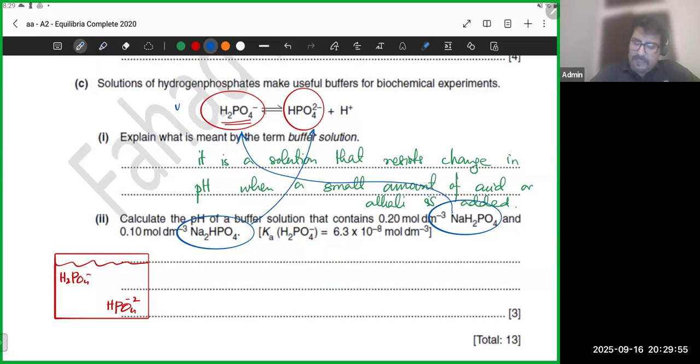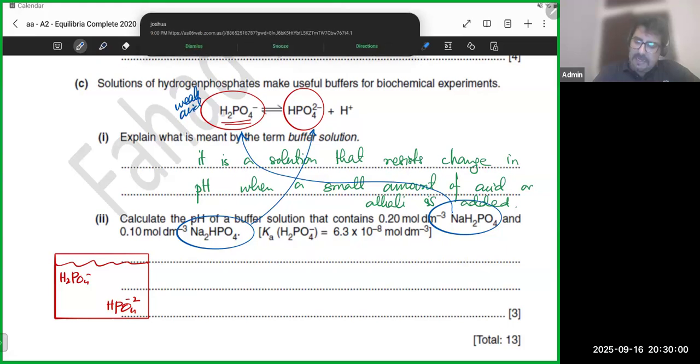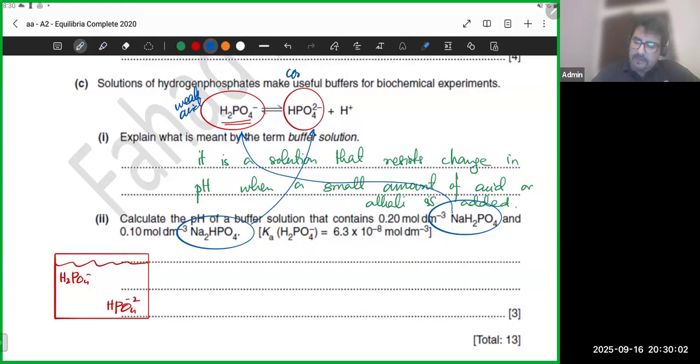So one of them is the weak acid, and the other one is the conjugate base. It's behaving as the conjugate base because in the reverse direction, it's going to accept an H plus 1 ion. And in the forward direction, this is going to lose an H plus 1 ion.